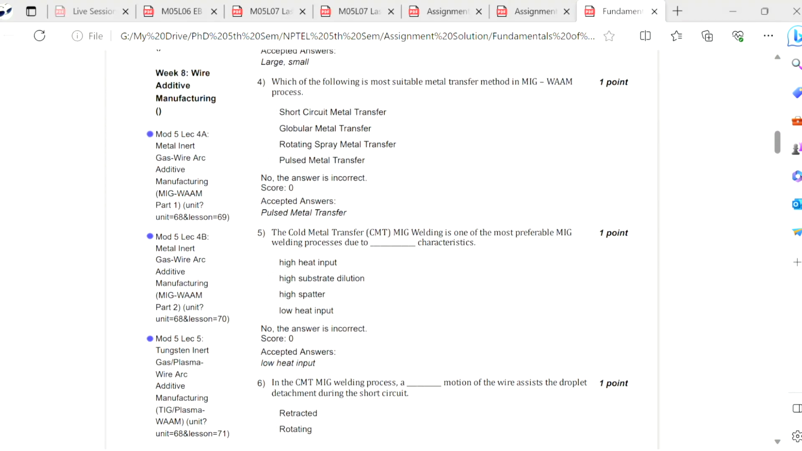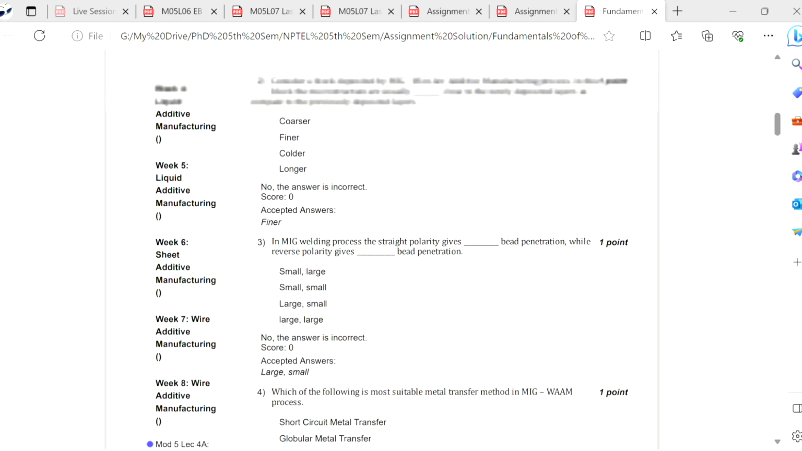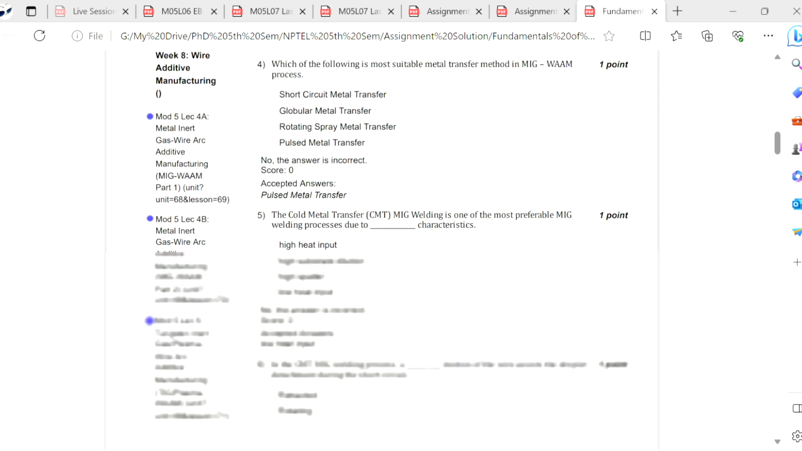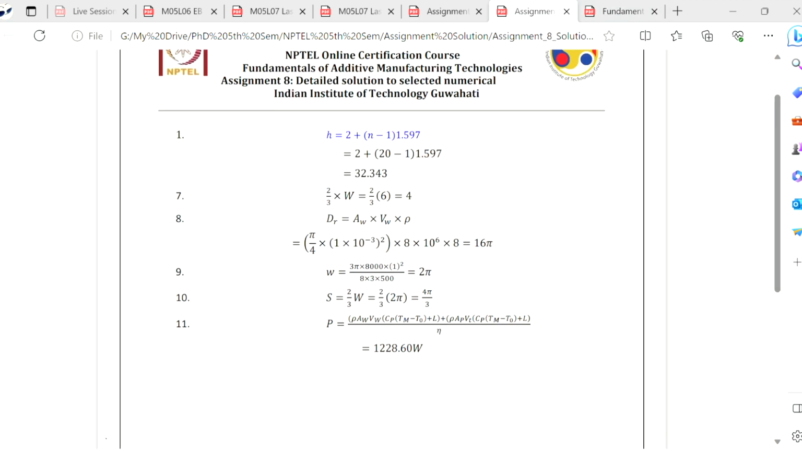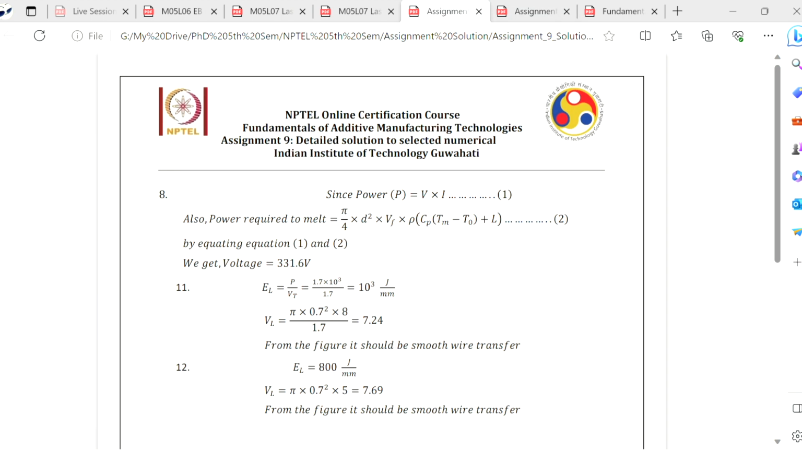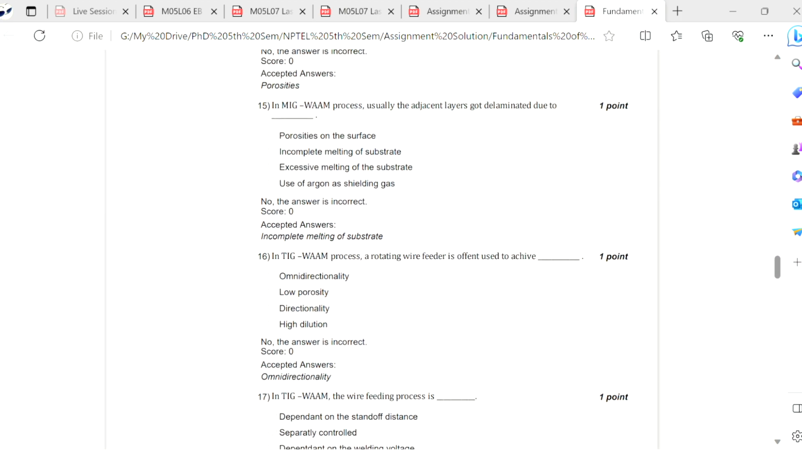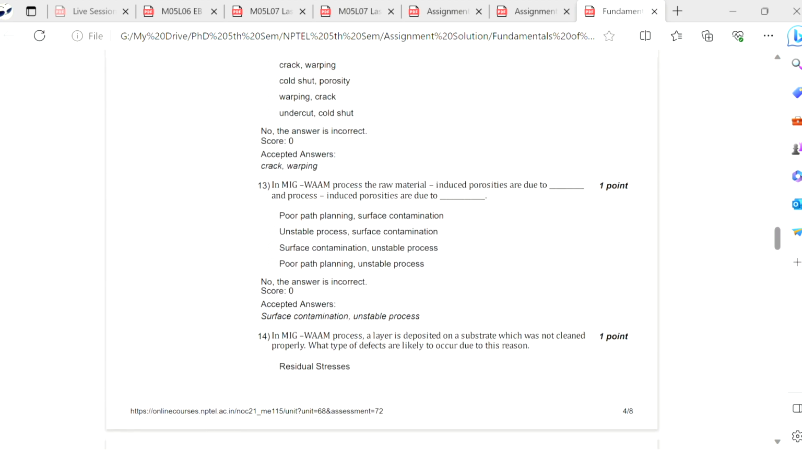Anything else? Any other doubts from these questions? Fine. I hope you will not face any problem in this coming assignment, assignment 9. Okay, I will try to solve this. I think they have cross checked everything.